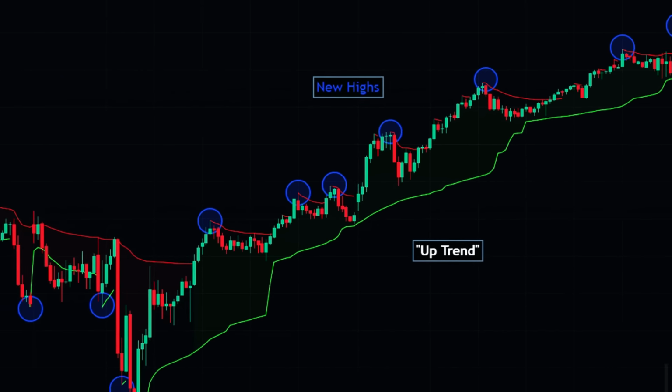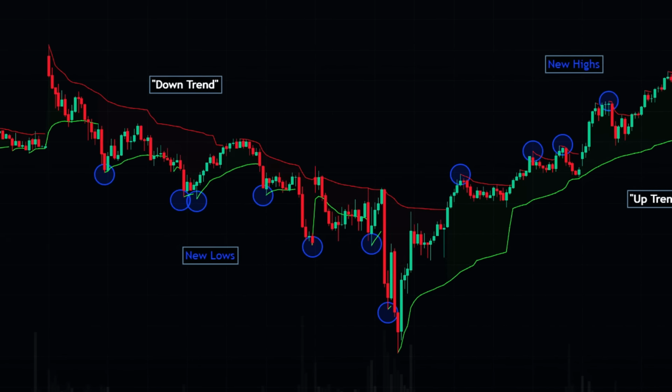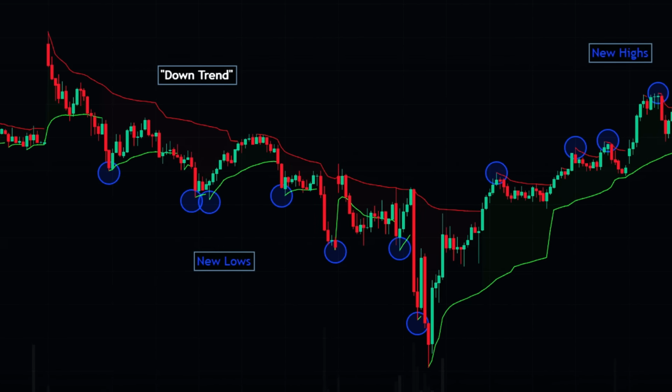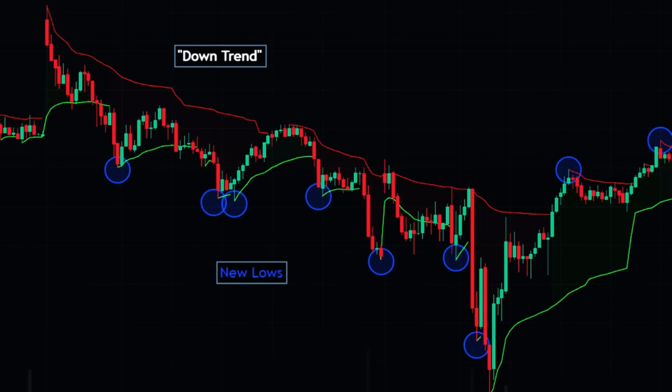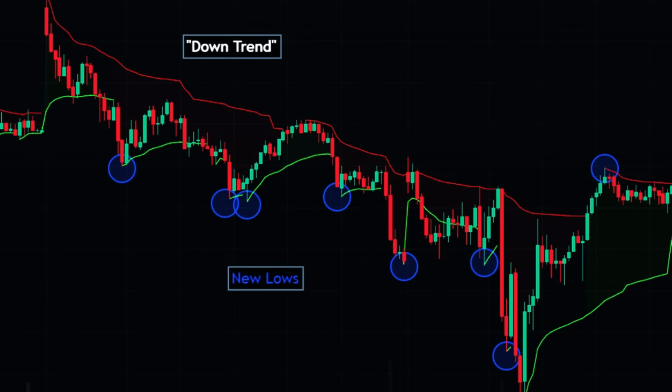Flip it for a downtrend. A red band appears above the candles and green lines mark swing lows. Suddenly, your chart is telling you the trend and swing points at a glance.